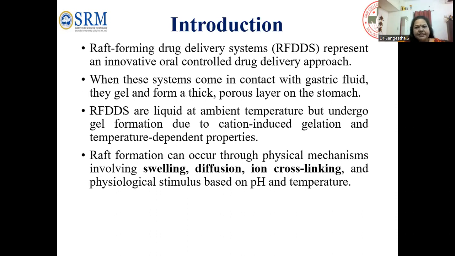Raft-forming drug delivery systems represent an innovative oral controlled drug delivery approach. When these systems come in contact with gastric fluid, they gel and form a thick porous layer on the stomach. RFDDS are liquid at ambient temperature but undergo gel formation due to cation-induced gelation and temperature-dependent properties. Raft formation can occur through physical mechanisms involving swelling, diffusion, ion cross-linking, and physiological stimulus based on the pH and the temperature.